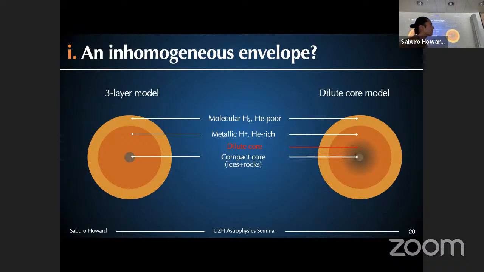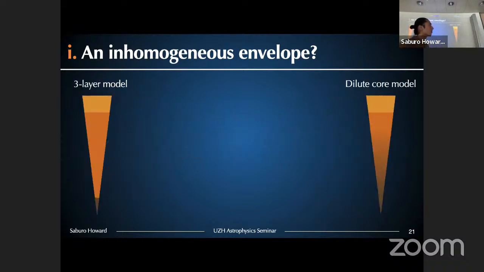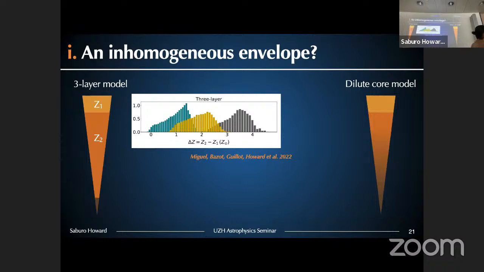So in the case of the 3-layer model, we just wanted to look at the difference between the mass fraction of heavy elements in the outer region and the mass fraction of heavy elements in the inner envelope. So it's very simple. And so then we run our MCMC, again using 3 different equations of state. And for almost all of our models, we find this delta Z, which is equal to Z2 minus Z1, that has positive values. So this means that the envelope is inhomogeneous, and your inner envelope needs to be enriched compared to the outer envelope.